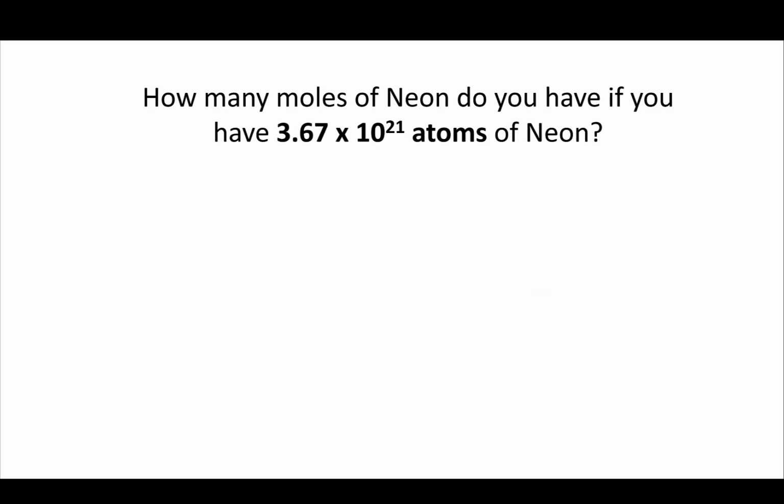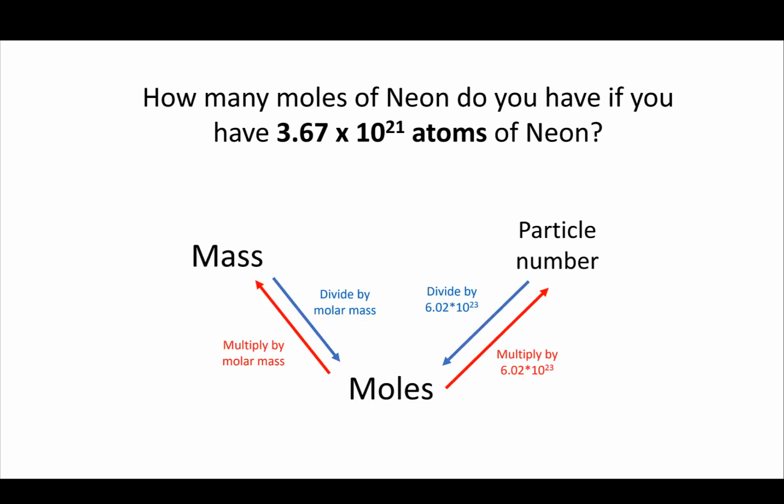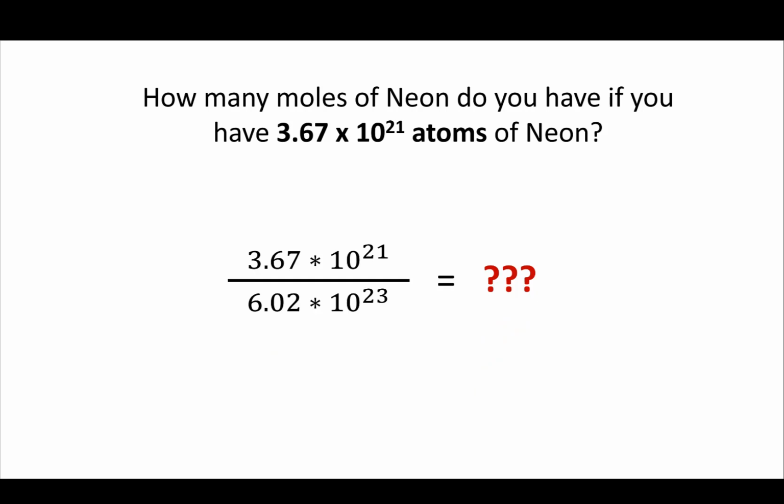How many moles of neon do you have if you have 3.67 times 10 to the 21 atoms of neon? An atom and a molecule are both particles. So we're going to start with particles and go into moles, because that's what I want to find. To go from particles to moles, well, you're going into moles, so you will divide. And because you're dealing with particle number, you divide by Avogadro's number right here.